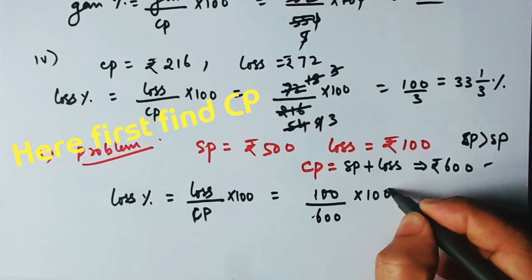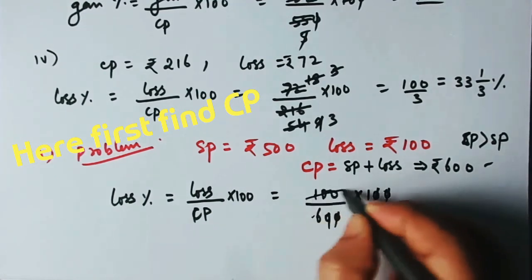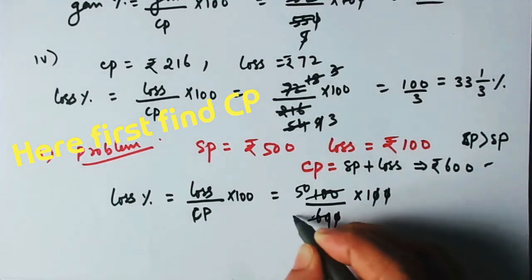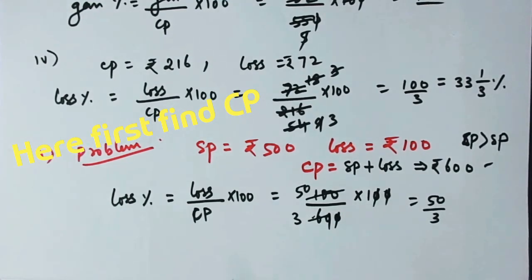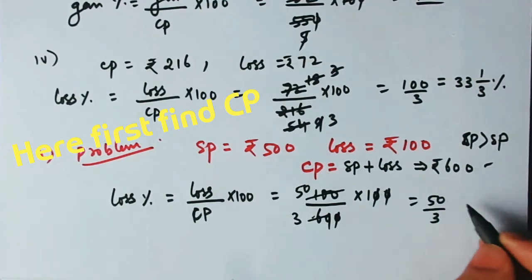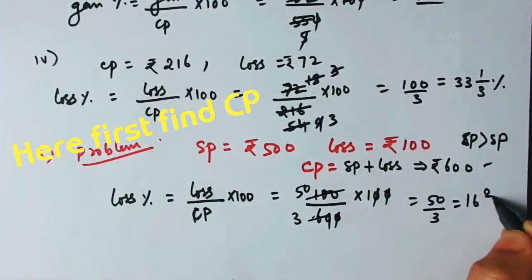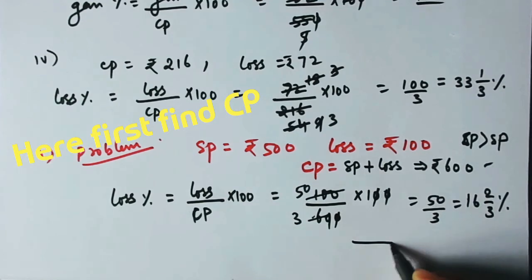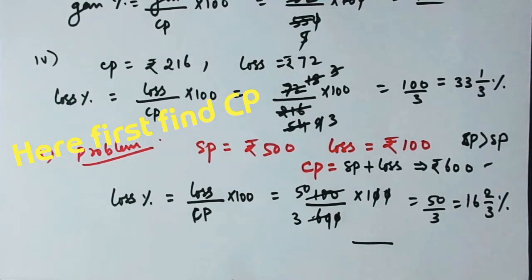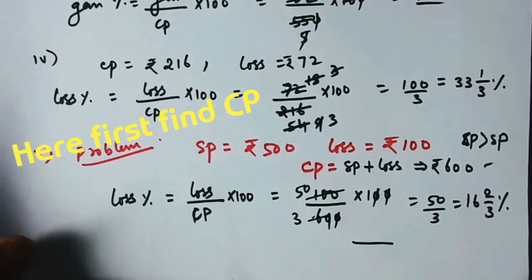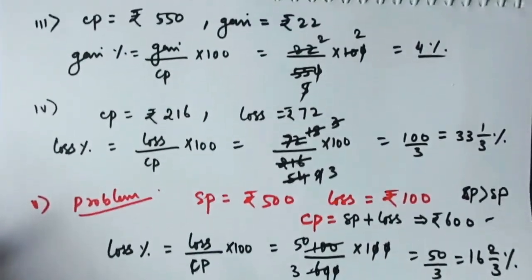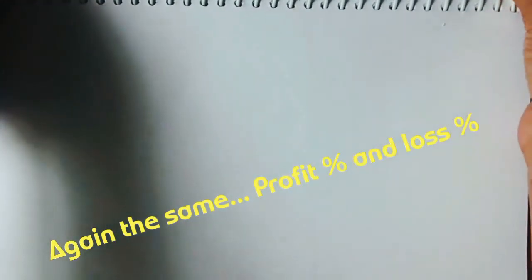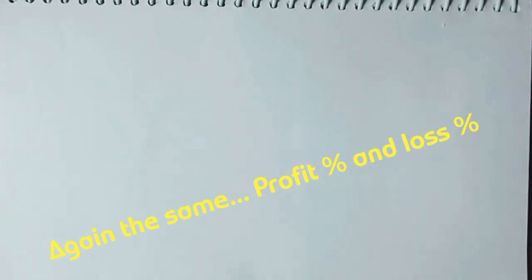आ जाइए, हो सकता है? Okay, fine. 2 how many times? 2 50, 2 3s are. So 50 by 3, and this 50 by 3 will give you how much? 16 2 by 3 percentage. So you saw how we can find out the loss percent or the gain percent when the loss or gain is given and when the cost price is given. Okay, come on.